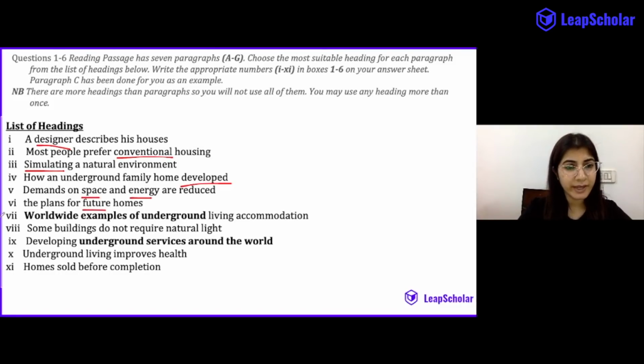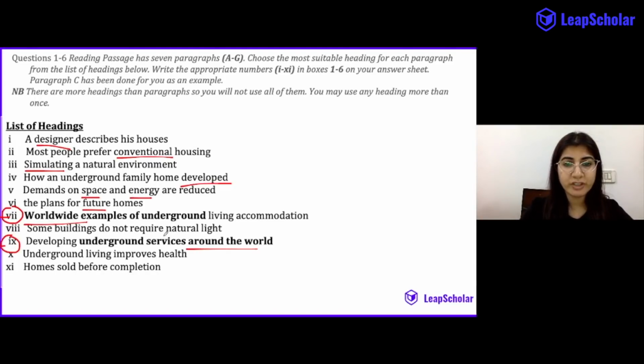And if you look at the heading number 7 and 9, they talk about worldwide examples of underground living accommodation or underground housing. And your heading 9 states developing underground services around the world. So these are extremely similar because both of them talk about around the world and worldwide. So this could be slightly confusing. So circle these and when you feel that a paragraph has these as the headings, you should read both of them carefully to check which of these the paragraph talks about.